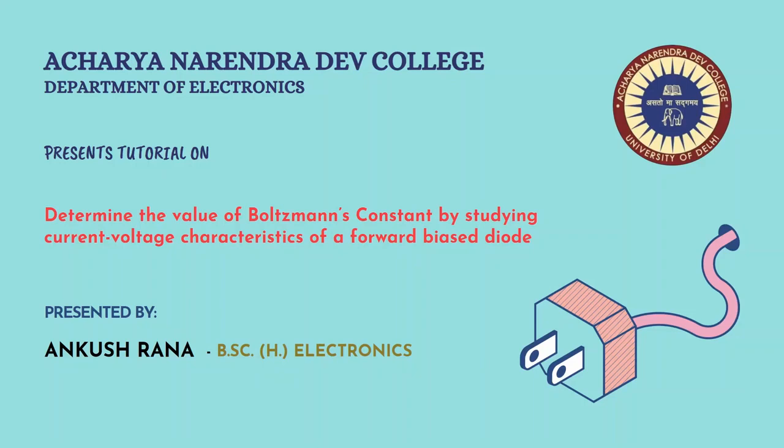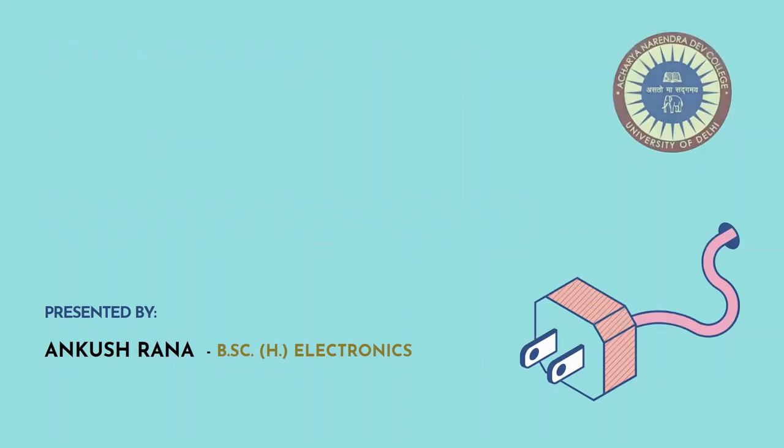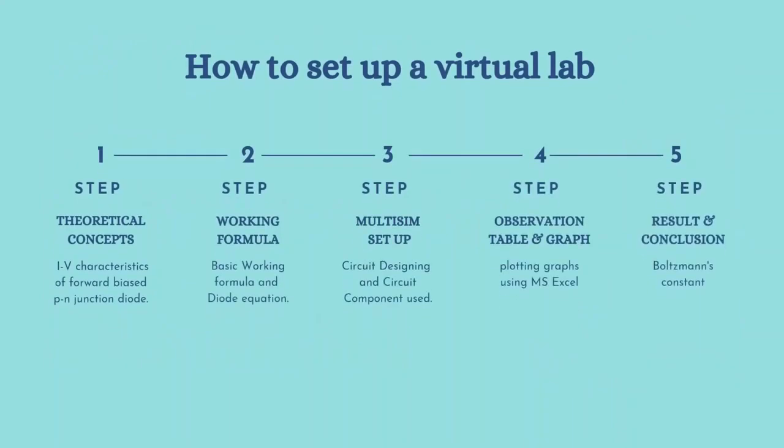In this tutorial, you will learn how to determine the value of Boltzmann constant by studying the current-voltage characteristics of a forward bias diode. I have divided this tutorial into 5 steps. First, we will learn how to set up the virtual lab. In the first step, we will learn the theoretical concepts required for this practical.